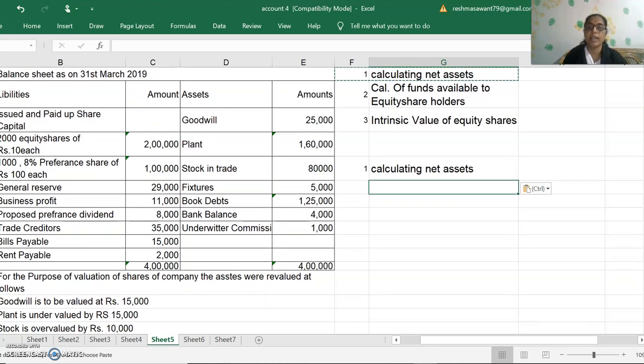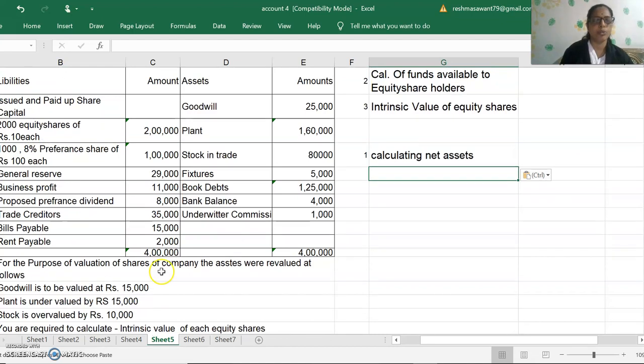Whatever the assets are, they are recorded at realisable value. Realisable value, you can say, is whatever the assets can be sold for or realised in the market, or you can also say market value. They are recorded from your adjustment. A few assets are recorded in the adjustment. That is, the goodwill is to be valued at 15,000. Plant is undervalued by rupees 15,000. Stock is overvalued by rupees 10,000. But there are more than 3 assets present in your balance sheet. So let's start with how to consider and calculate the amounts of your assets.